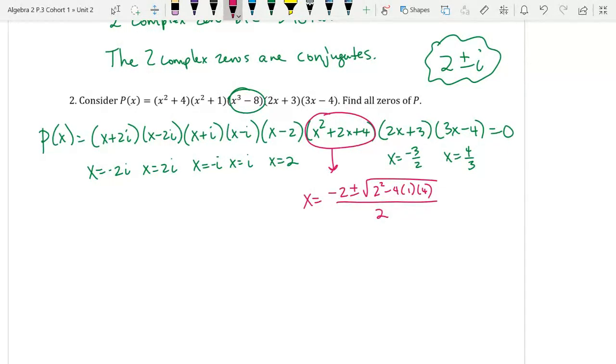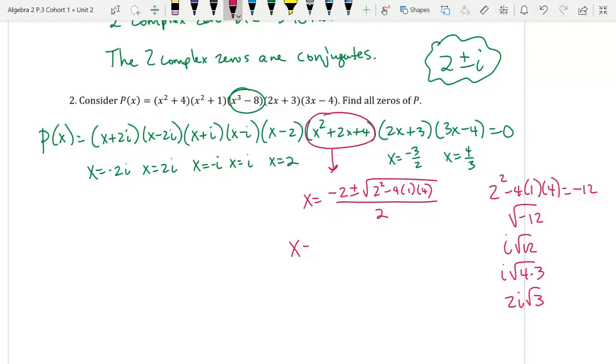So once we have this all set up in the quadratic formula, we want to try and evaluate it and solve. If we find the value of the discriminant, we get negative 12, telling us there are 2 complex zeros there. The square root of negative 12 is going to become i square root of 12, which is going to become i and 4 times 3, or 2i square root of 3. So now that I've done all that work off to the side, let's put it back in. Negative 2 over 2 plus or minus 2i square root of 3 over 2. So negative 1 plus or minus i square root of 3.